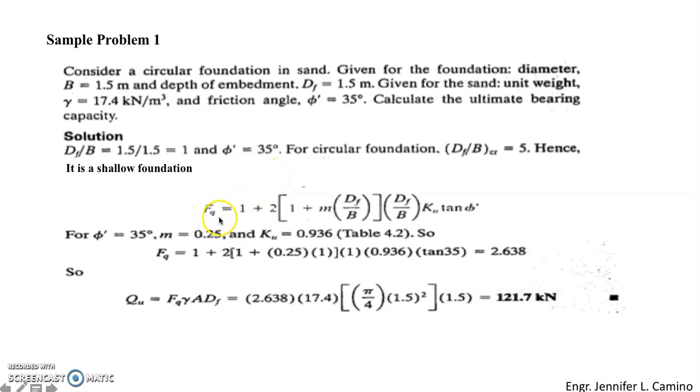So we have to compute the breakout factor for a circular foundation that is constructed in sand. Using this equation, you have to identify our M, and using a table and substituting, you are given 2.638. Once you have identified your breakout factor, you can compute the ultimate bearing capacity, substitute to our equation, and the resultant is 121.7 kilonewtons.